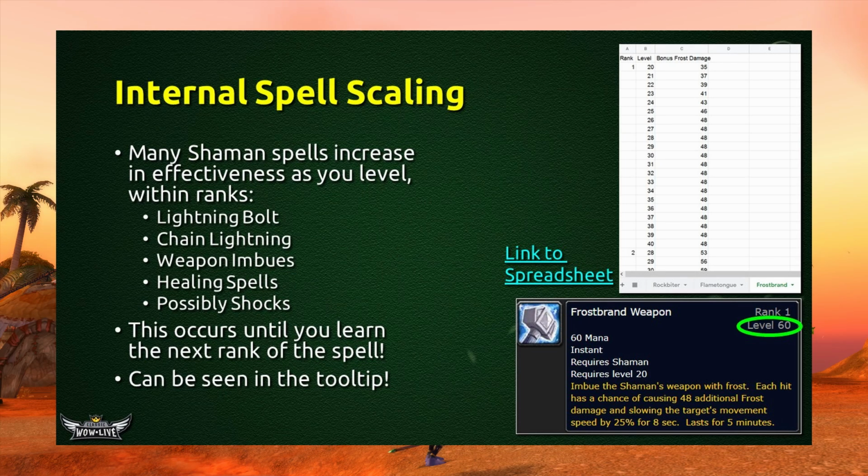What's really interesting is that I do not remember seeing this in tooltips in Vanilla WoW. I did not play Shaman though. This could have definitely happened and I just missed it. But in Classic WoW, in the beta, you'll see it right in the tooltip. You'll see the numbers changing each level.